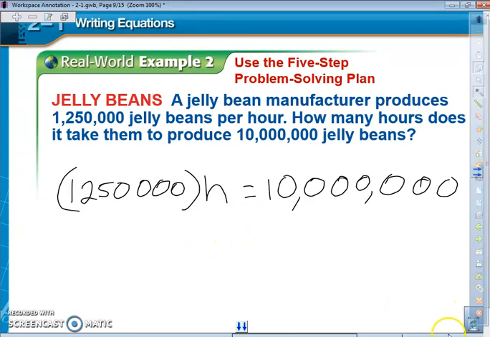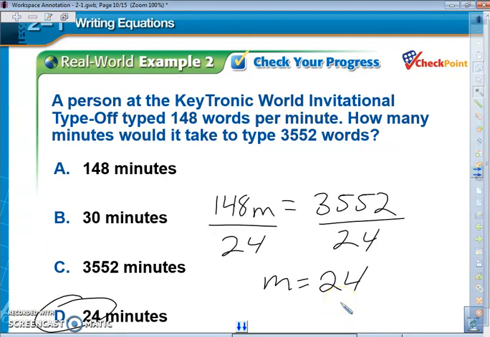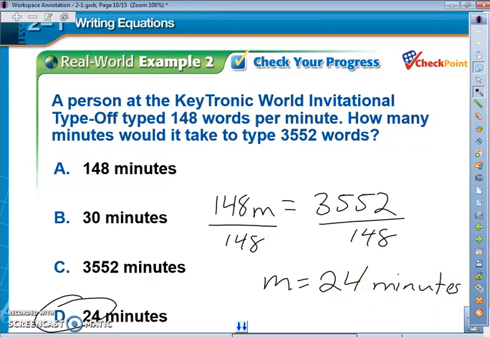Right around there. Okay? All right, a person typed 148 words per minute. How many minutes would it take to do that? Work it out. Ready, set, go. Give you 5 seconds to pause it and work it out. Okay, so when we look at this problem, the original one was 148m equals 3552. And then you divide both sides by 148 and you get m equals 24. 24 minutes. Remember, if it's a word problem, we need to have it labeled right there. You got to label it.